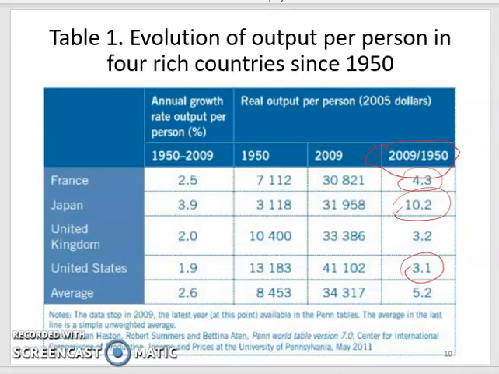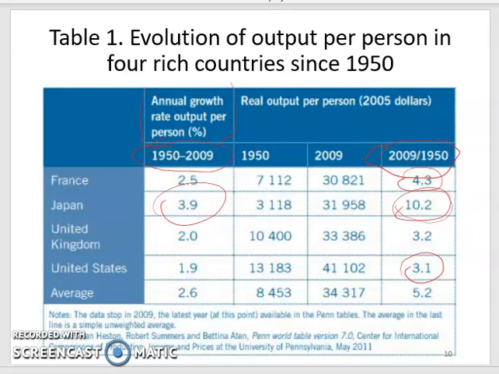So if we go back and look at the first column here, you'll realize that the annual growth rate, as shown here, is the highest in Japan. So this is the reason why we see a higher growth rate in Japan by the end of the time frame, because the annual growth rate was higher in Japan. So the average annual growth rate in Japan from the period of 1950 to 2009 was equal to 3.9%.